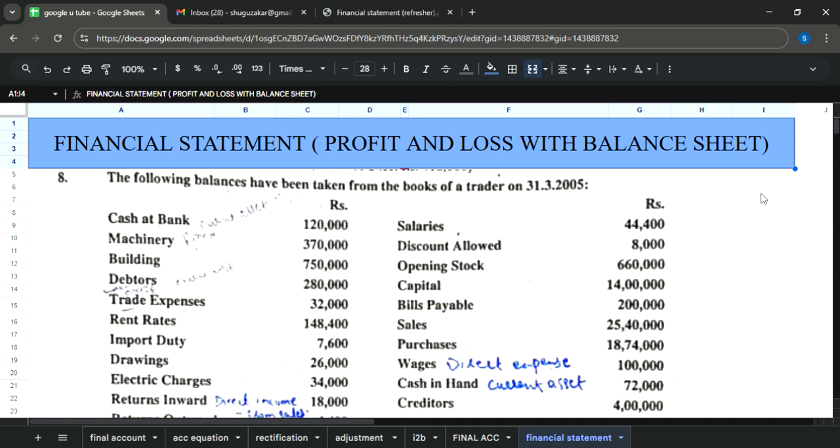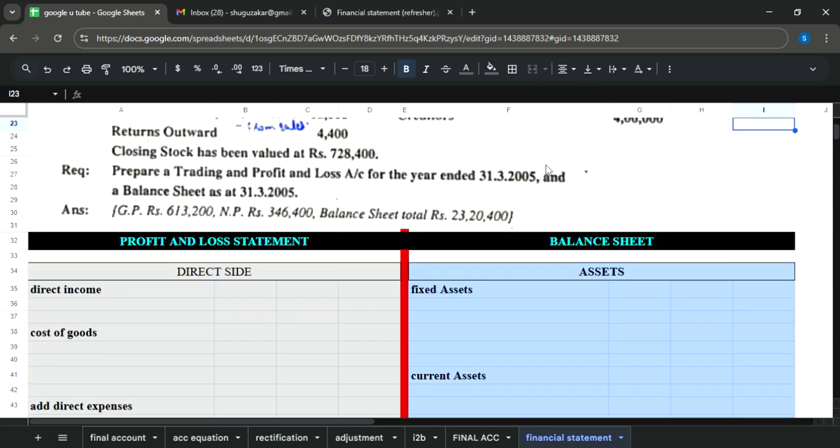Today's target is to understand question number 8. The chapter which we are related with is financial statement. We are required to make profit loss statement and balance sheet statement. As you know, our proforma is very clear to us.